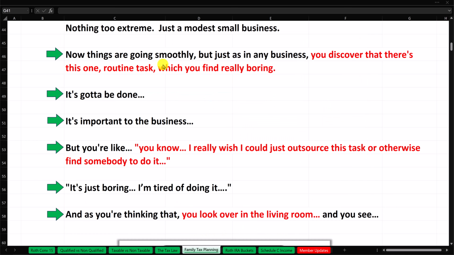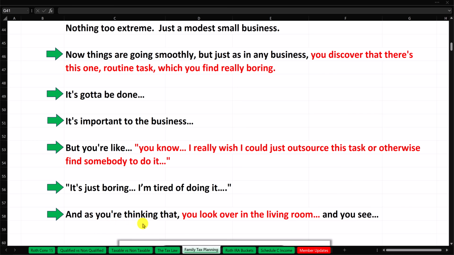Now, things are going smoothly, but just as in any business, you discover that there's this one routine task which you just find really boring. It's got to be done. It's important to the business, but you're like, you know, I really wish I could just outsource this task or otherwise find somebody to do it. It's just boring. I'm tired of doing it.